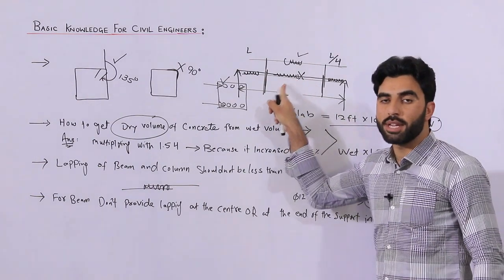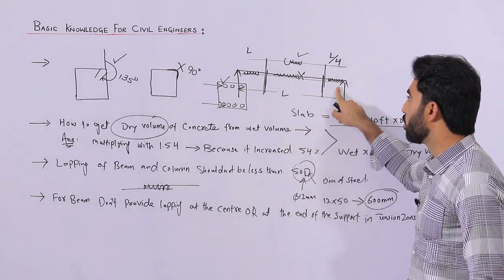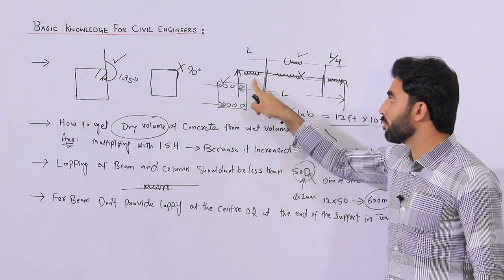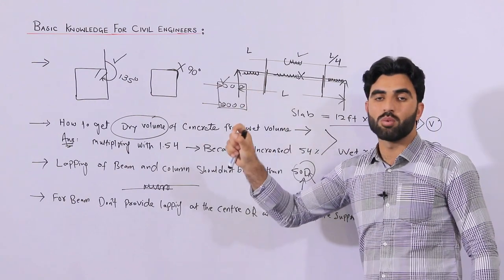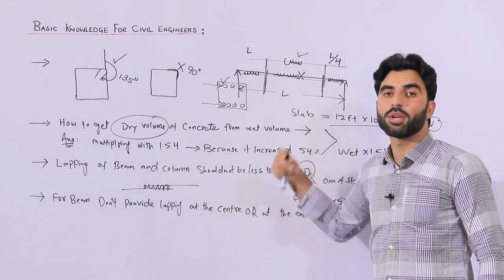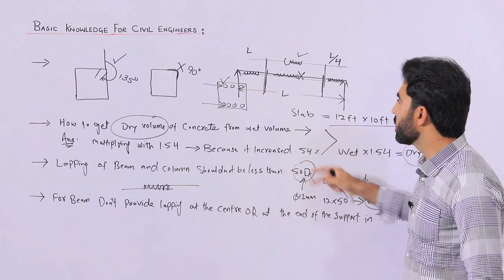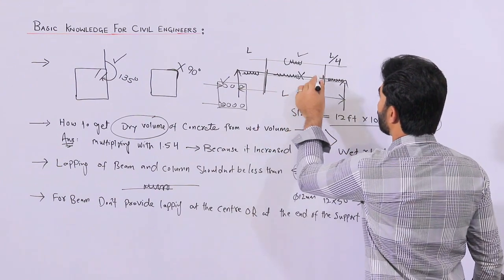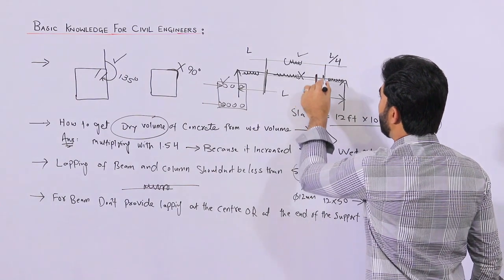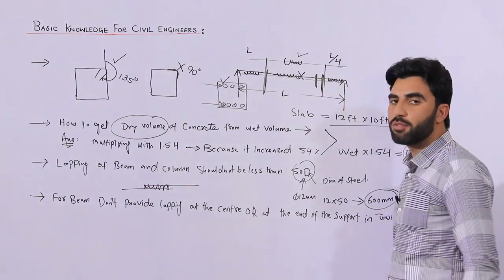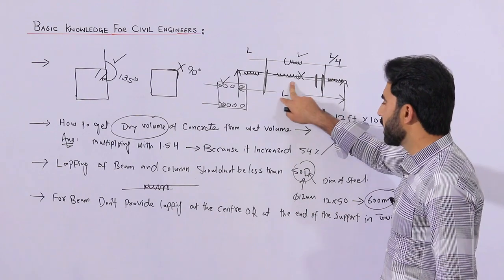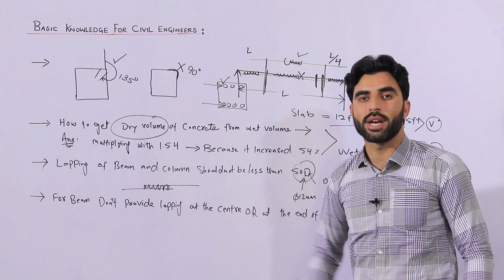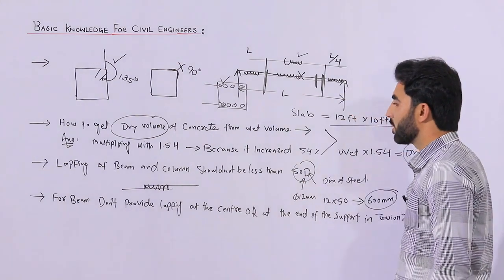You can't provide lapping at the middle and at the end of the support, because here we have maximum shear stresses. Due to maximum shear stresses, we cannot provide the overlapping. So the lapping should not be provided at the end of the support or at the middle, but it should be provided after a distance of L by 4. At the top portion, you can provide the lapping at the middle. This is very important.